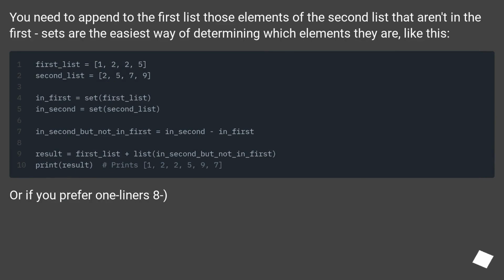You need to append to the first list those elements of the second list that aren't in the first. Sets are the easiest way of determining which elements they are, like this. Or if you prefer one-liners, like this.